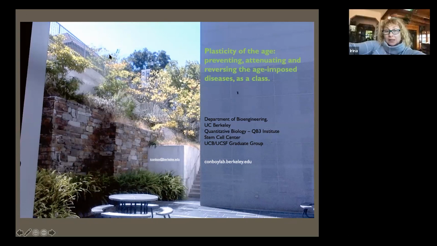What you can see here is exactly what I see from my office at Berkeley. It's a pretty nice courtyard, and unfortunately, I was not able to go there because of the pandemic for quite some time.